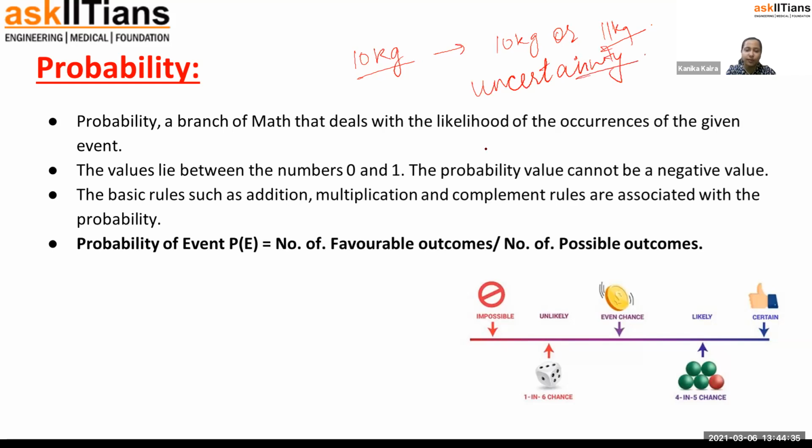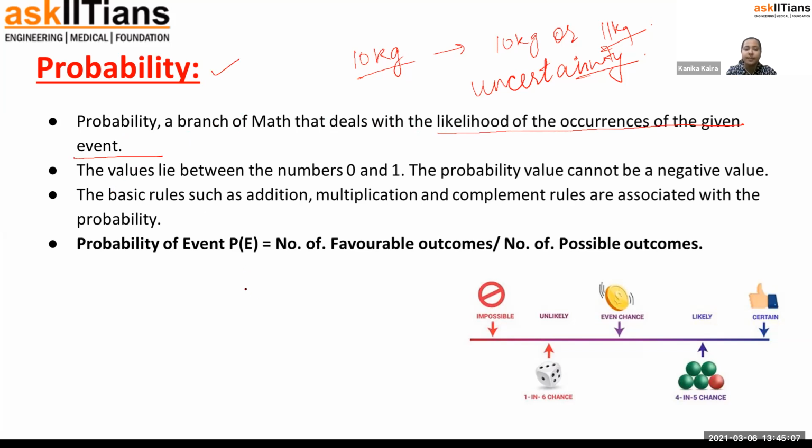So in case of uncertainty, when you provide such situations with numbers, when such uncertain situations are represented using numbers, then this branch of math is known as probability. So let's look at the definition. Probability: a branch of math that deals with the likelihood of the occurrence of the given event. Like how many chances are there that a particular event will occur?